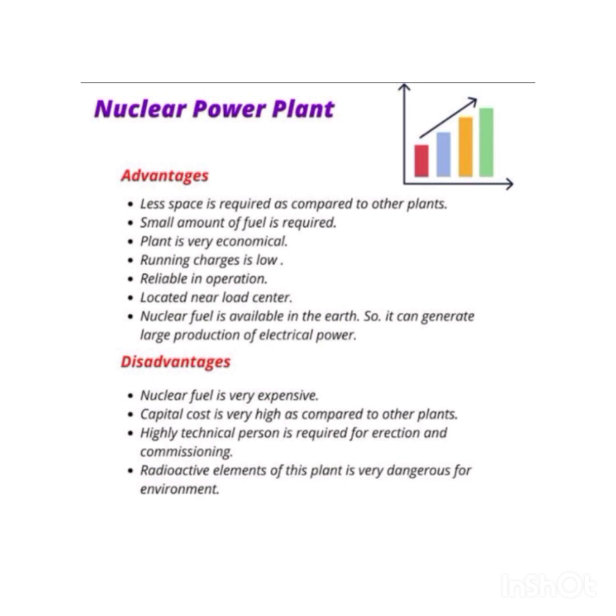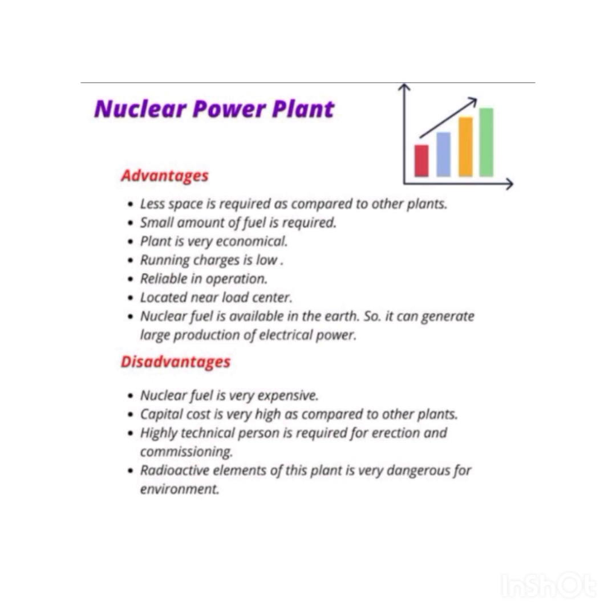So let's see the advantages and disadvantages of a nuclear power plant. Advantages: less space is required as compared to other plants. Like a hydroelectric power plant requires more space, but a nuclear power plant requires less space. A small amount of fuel is required. The plant is very economical, running charges are low, it is reliable in operation, and it can be located near the load center. Nuclear fuel is also available on the earth, so it can generate a large production of electricity.